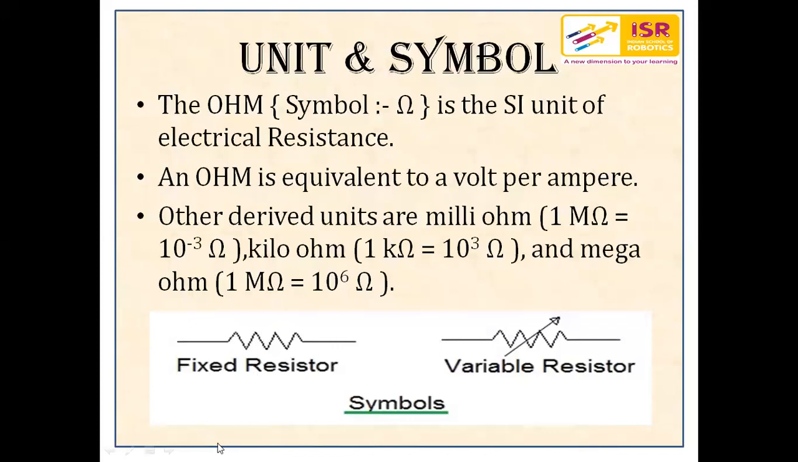Now you can see on the screen that there are two symbols drawn. The first one is a fixed resistor and the second one is a variable resistor. The difference between the two is that in the case of the variable resistor symbol, there is one arrow going from downwards to upwards.